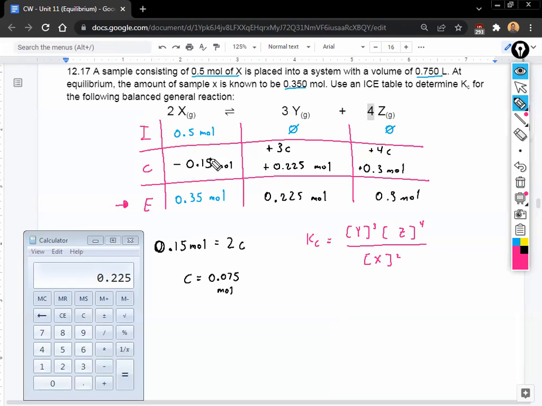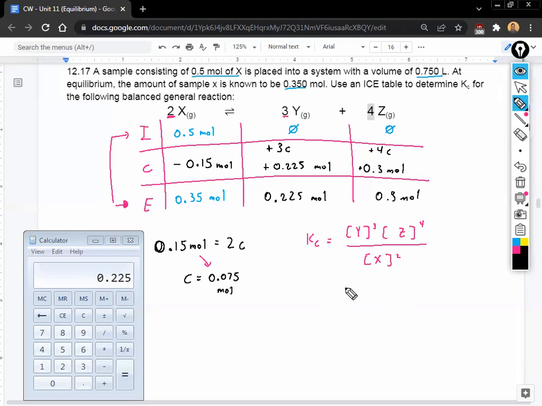So from here, we looked at the information they gave us from initial to equilibrium, right? The difference from 0.5 to 0.35 is 0.15, right? Now, 0.15 is the change when you lose 2 moles of something in the equation. And so if we just want to find 1, we just divided it by 2 to get 0.075. Since you get 3 moles of Y for every 2 moles of X that you lose, all we needed to do was multiply the base, the C, by the coefficient 3. And that's where we got the change in Y. Same thing with the change in Z, except that it's 4 instead of 3.